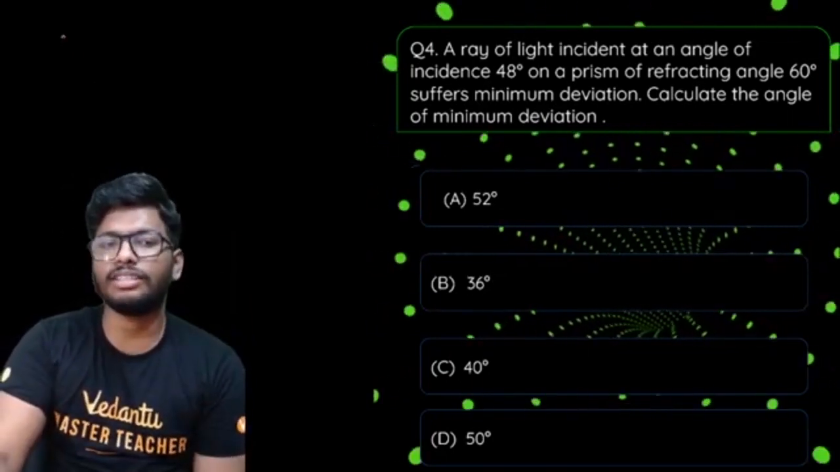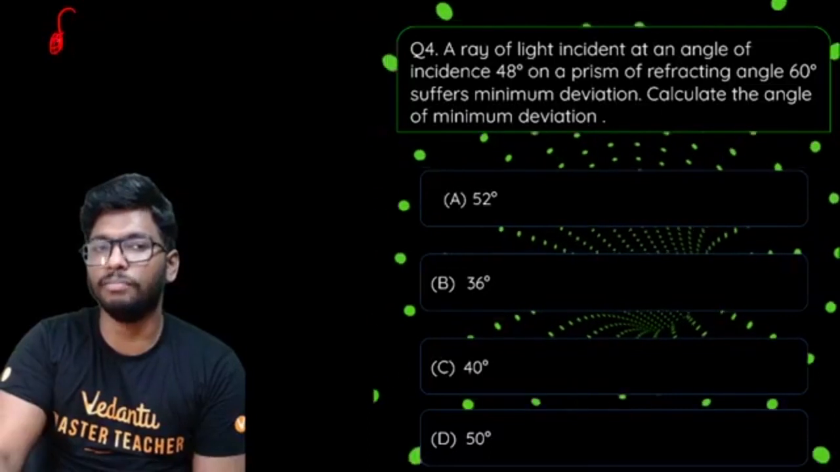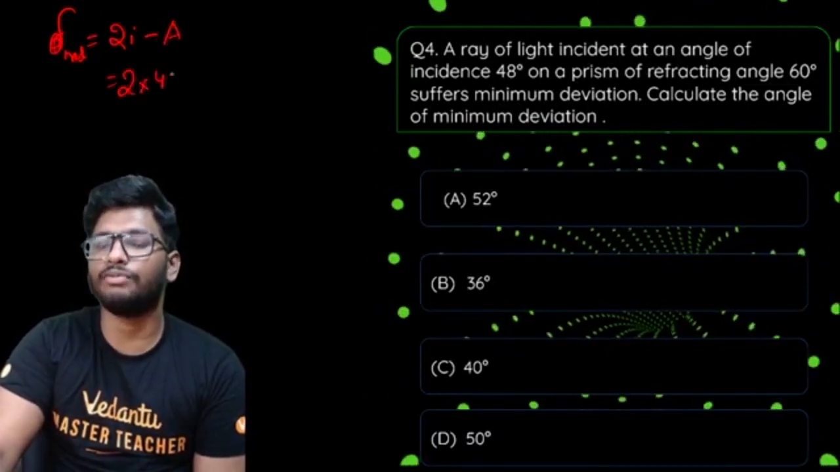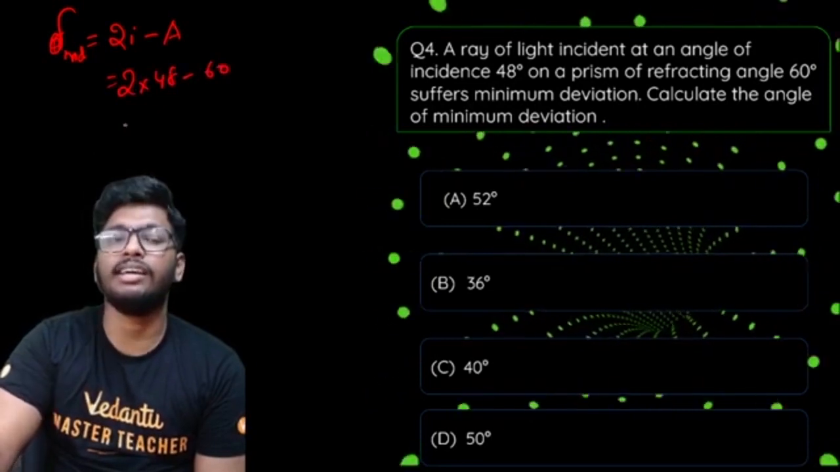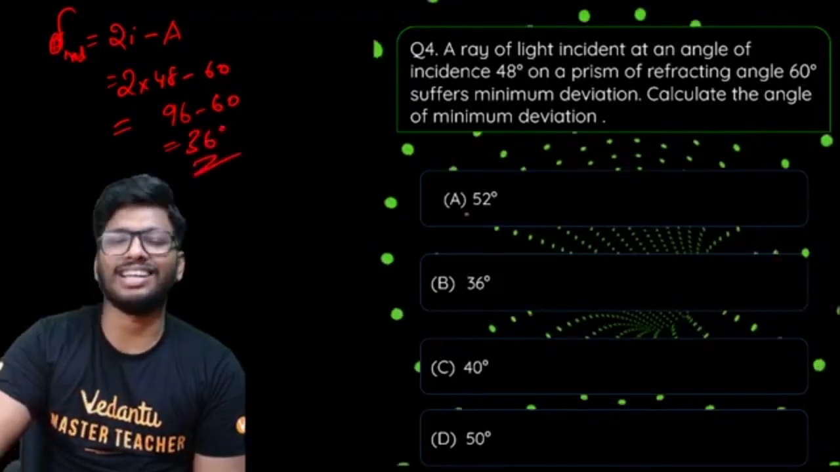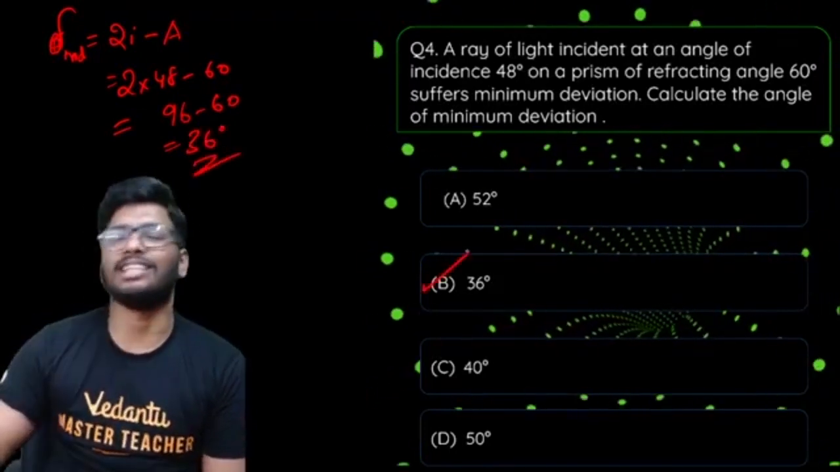So write down the formula first, guys. Angle of minimum deviation. If you have minimum deviation, that means basically the angle of incidence is equal to angle of emergence. So you'll get the formula as 2i minus A. So 2 into i is 2 times 48, minus 60. So that's basically 96 minus 60. So you'll get it as 36 degrees. So that is the answer, guys. It'll be option number B.